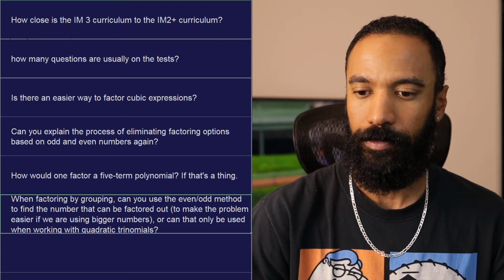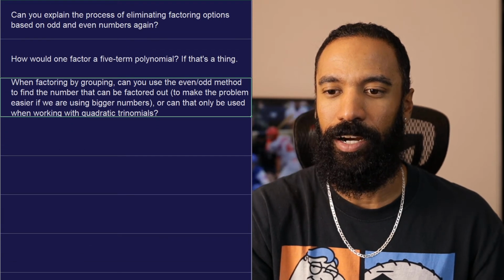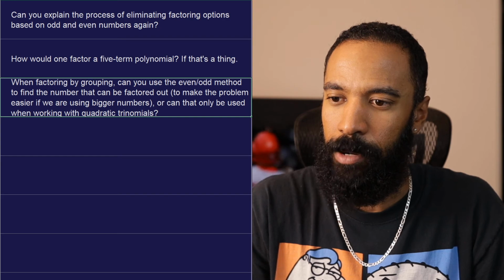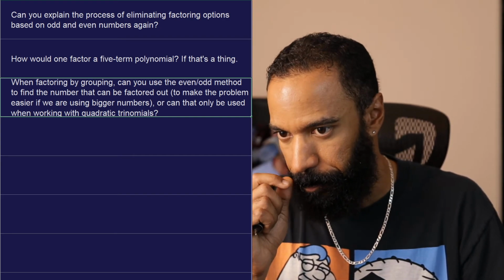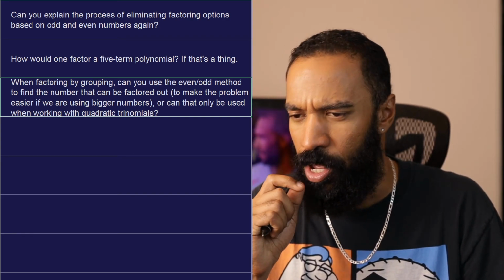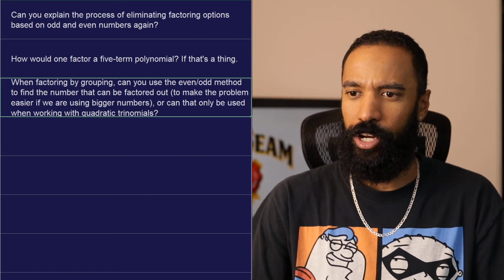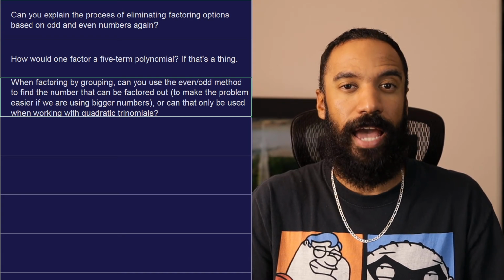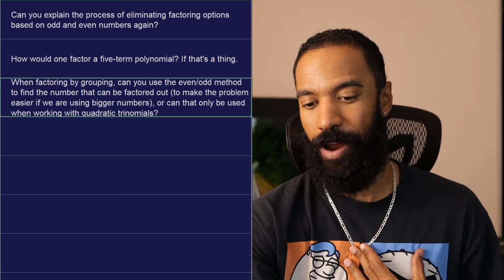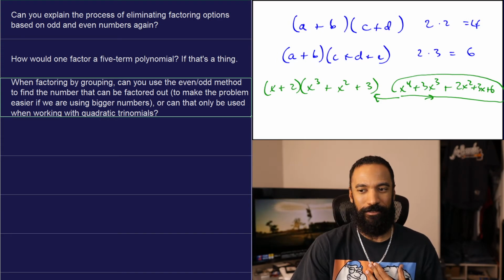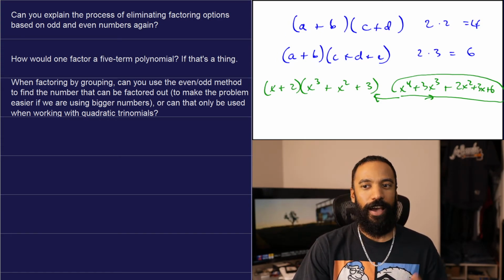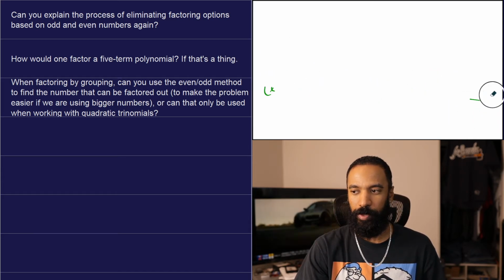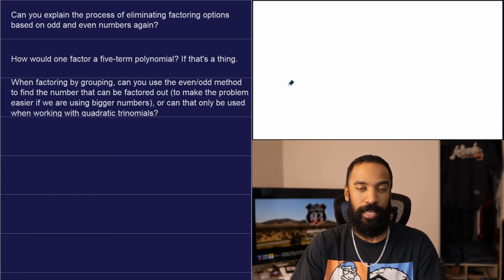All right, and this is the last question right here. When factoring by grouping, can you use the even-odd method to find the number of terms that can be factored out to make the problem easier for using bigger numbers, or can that only be used when working in quadratic trinomials? The even-odd thing is, so factoring by grouping has to do, when we were doing it, unlike the problem I just talked about here, which was not very conducive to what I was talking about, when we factor by grouping in a cubic quadrinomial, none of those terms combine to anything, right?